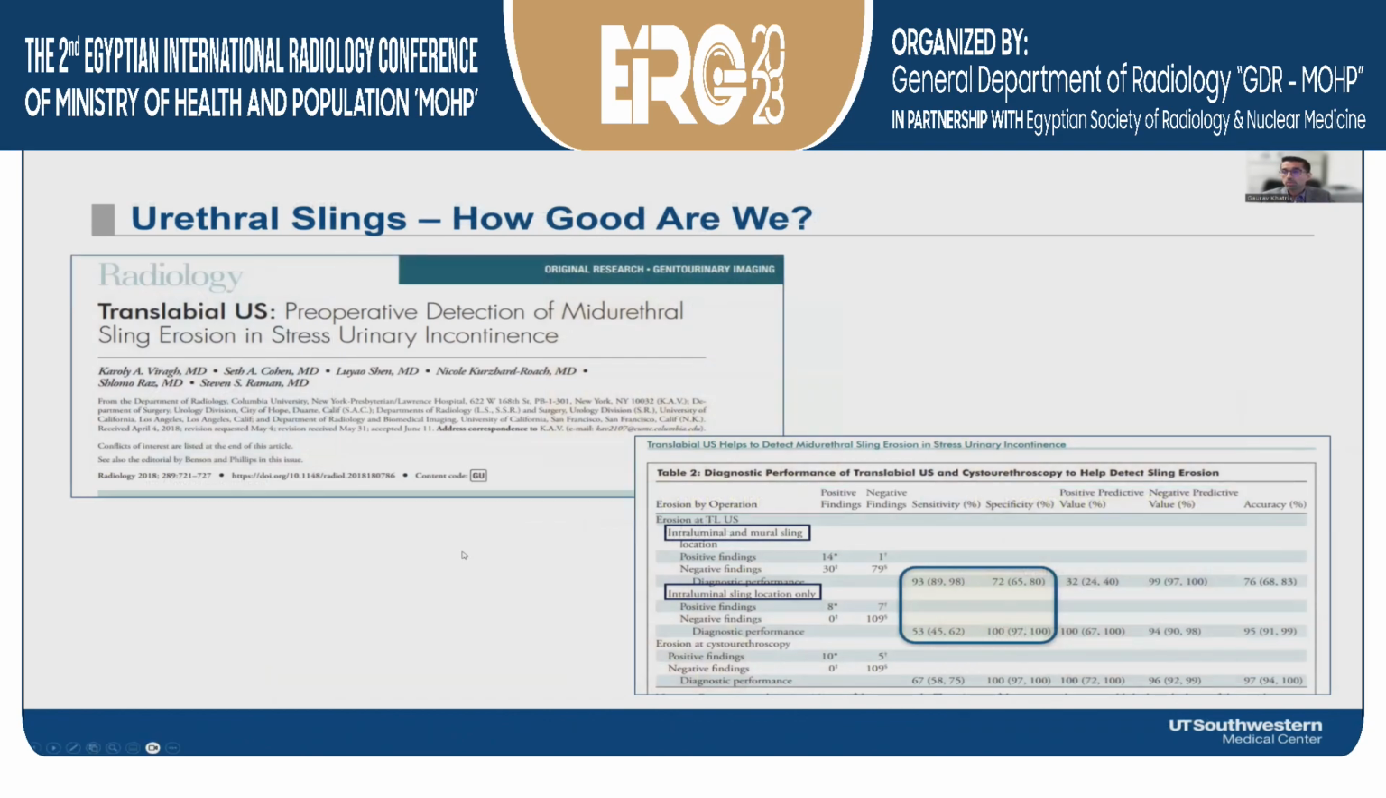You may ask, how good are we at evaluating slings? So the big question typically in these patients is if there's erosion of the sling into the urethra or vagina or not. This paper from 2018 performed at UCLA, a retrospective study, showed pretty high sensitivity up to 93% and specificity ranging between 72 to 100% for detection of erosion at translabial ultrasound.